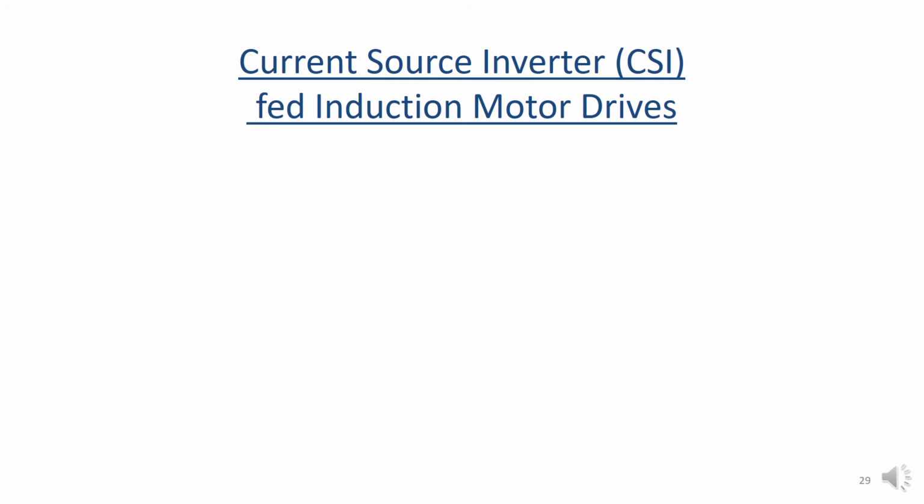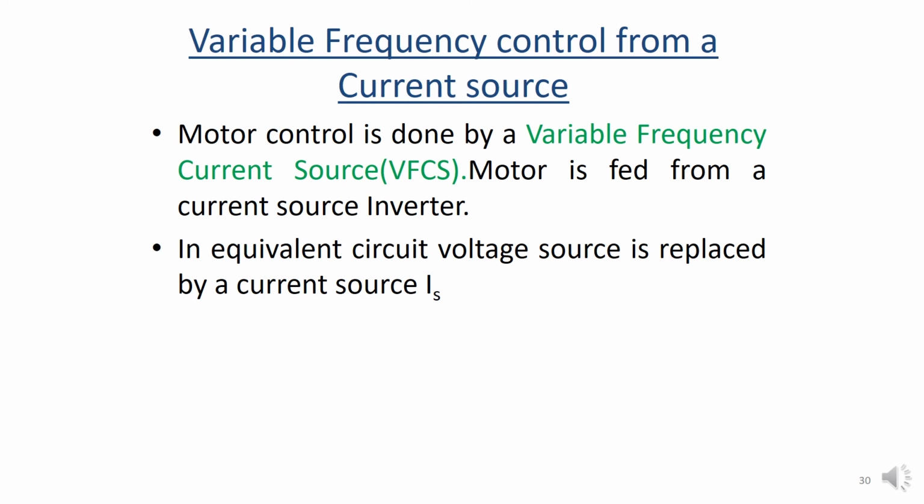Current source inverter for induction motor drives. Before we go into the current source inverter drive, let us see variable frequency control from a current source. The motor control is done by a variable frequency current source, VFCS. So the motor is fed from a current source inverter. In the equivalent circuit, the voltage source is replaced by a current source IS.